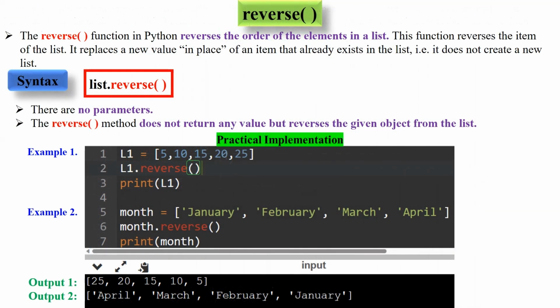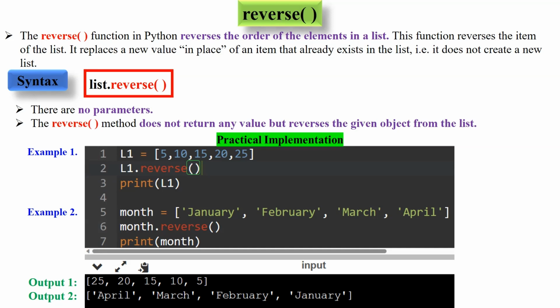The reverse function in Python reverses the order of the elements in a list. This function reverses the items of the list. It replaces the existing items in place, that is, it does not create a new list. The syntax is list.reverse(). There are no parameters. The reverse method does not return any value, but reverses the given object from the list.